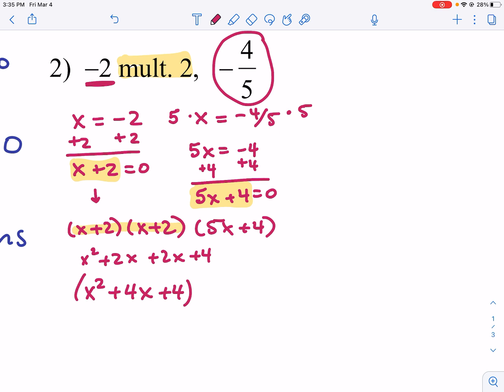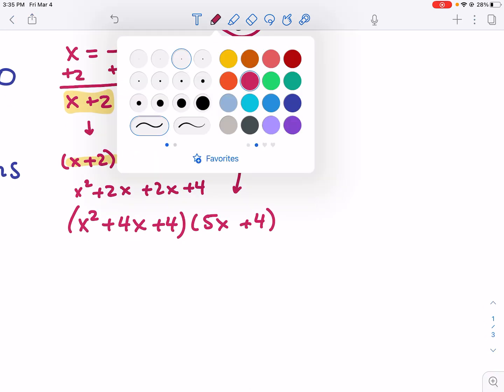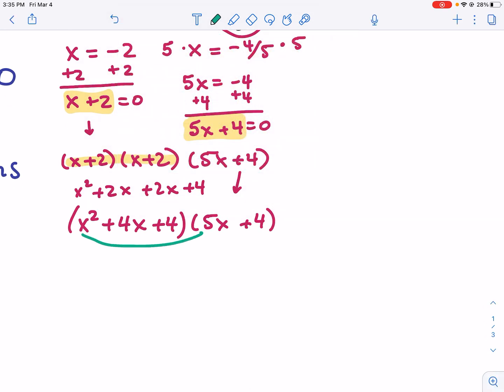And now if we drop down the second parenthesis, we have to multiply again. So I'm going to distribute the x squared, then the 4x, then the 4. And I do this kind of in tiers, meaning I'm going to try to line up my like terms here.